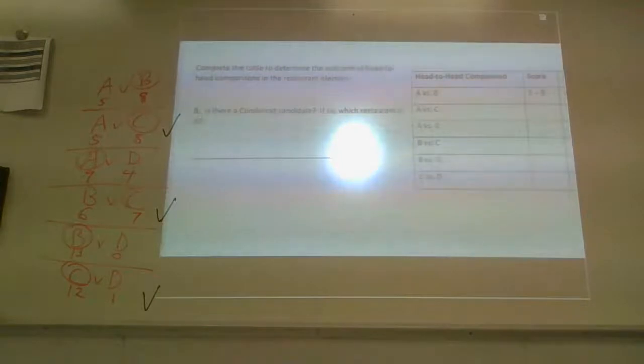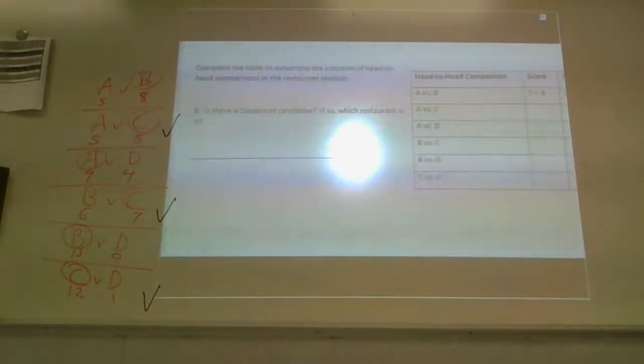If one candidate wins all head-to-head matchups, they are a Condorcet candidate. They ask, is there a Condorcet candidate? Yes, there is. It's Restaurant C. But the table that I have on the paper is basically those numbers that are written on the board right there. You compare every head-to-head matchup. And then if one restaurant wins all of them, then there they go.